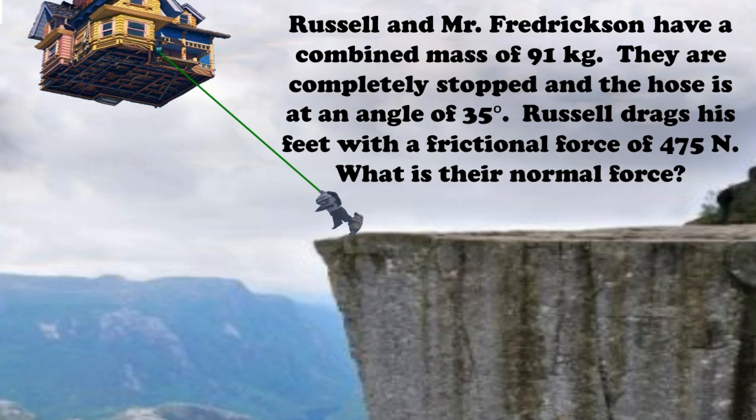Now, they're stopped, which means we have 100% balanced forces. They're not moving forward or backwards, so they can't be accelerating forwards or backwards. They're not moving up or down, so they can't be accelerating up or down. All balanced forces. As always, we start with a well-labeled force diagram.